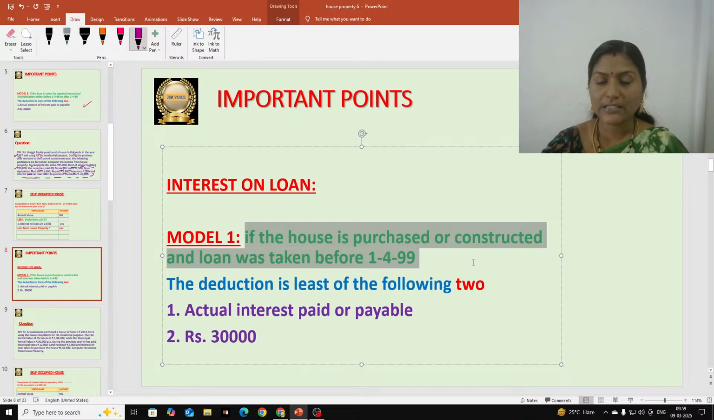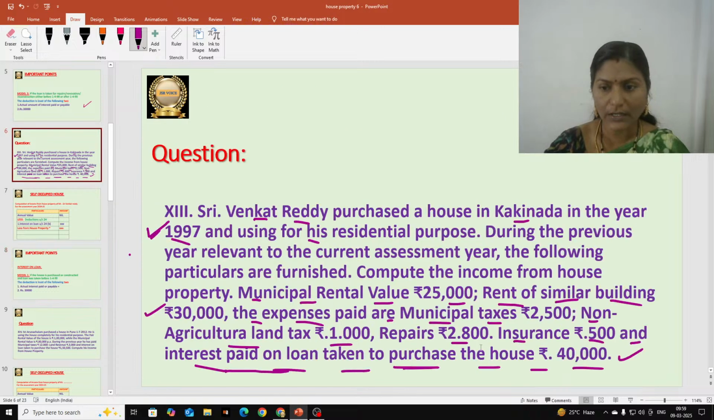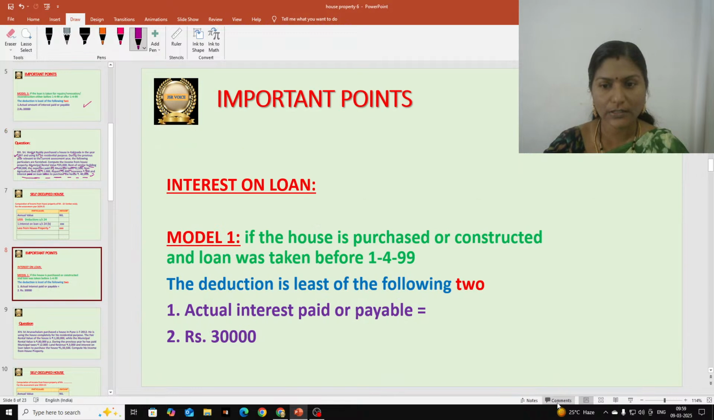And next, what is the rule here? The deduction is the least of the following two, students. The first one is the actual interest paid or payable. How much is it? It is given in the question. It is 40,000. So we will take 40,000 here.